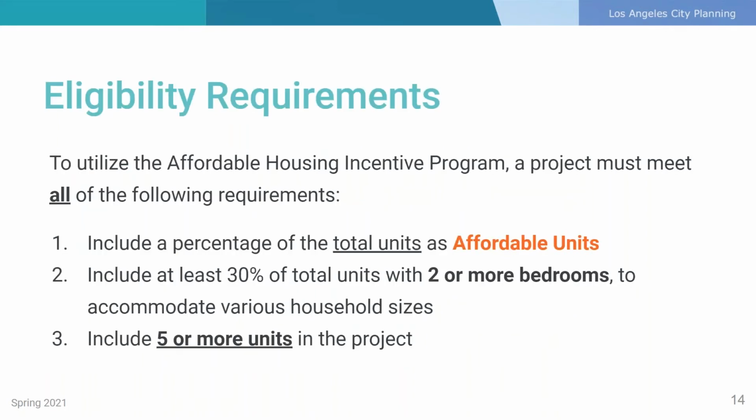For an applicant or developer to utilize this optional Boyle Heights Affordable Housing Incentive Program, a project must dedicate a percentage of the total units in the building as affordable units. It must include 30% of all the units in the new development with 2 or more bedrooms to accommodate varying household sizes, and a project must be a project that includes at least 5 units. This means that an applicant constructing a duplex cannot utilize this program.